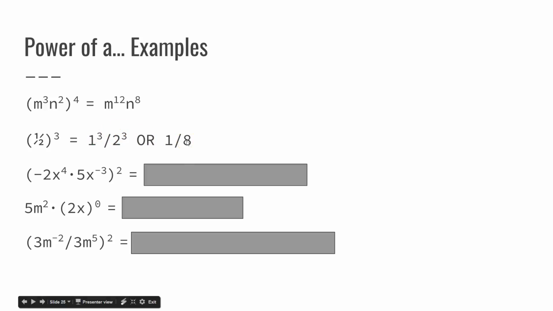Our third example, again, can we do anything inside the parentheses before distributing the 2 on the outside? In this case, the answer is yes. So we can go ahead and multiply our large bases to begin with. -2 times 5 is -10. And then we have like bases are x's. So x to the fourth times x to the -3rd. Well, here, whenever you're multiplying like bases, you must add those terms together. So add your exponents. 4 plus -3 is 1.